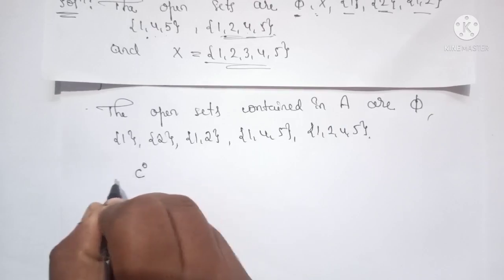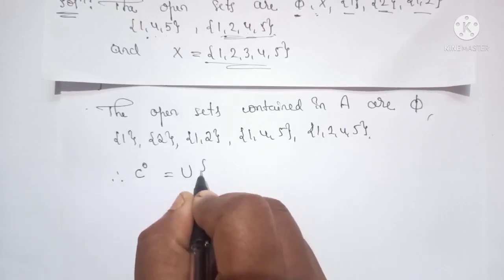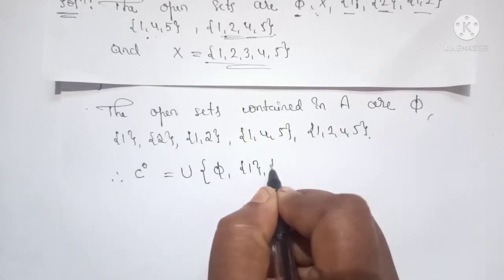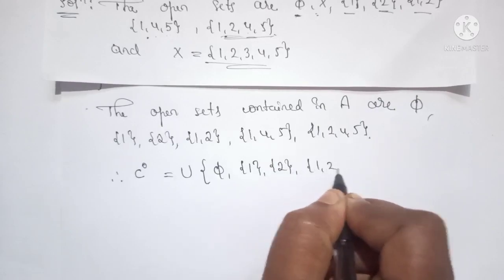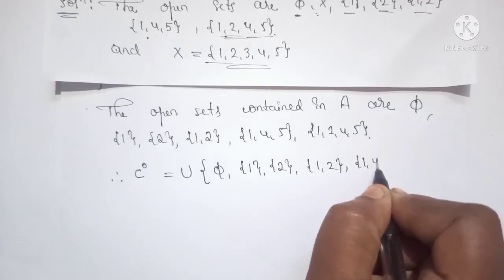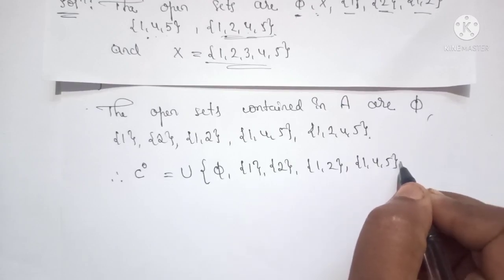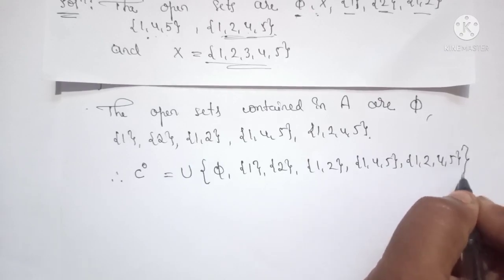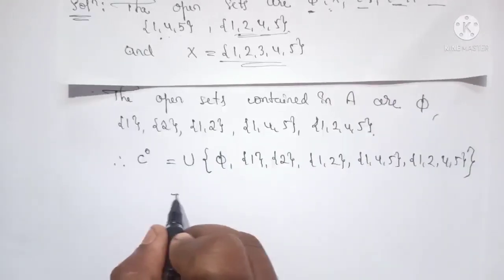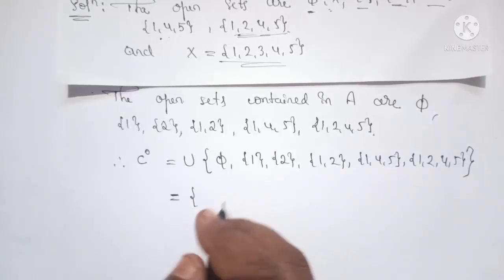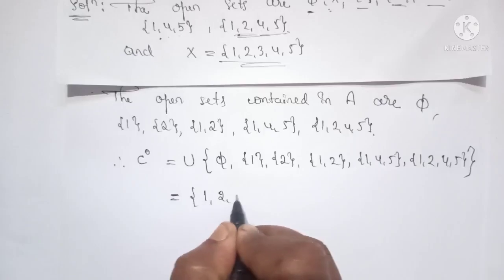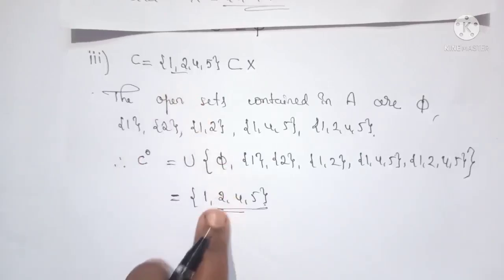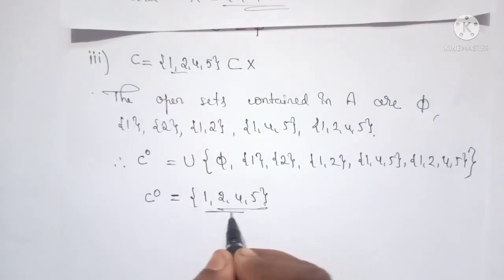The C interior is equal to the union of all these open sets: the null set, 1, 2, 1 comma 2, 1 comma 4 comma 5, and 1 comma 2 comma 4 comma 5. Taking the union of all these we get 1 comma 2 comma 4 comma 5. Here you can observe that this is nothing but C. Now we got C interior is equal to C only.